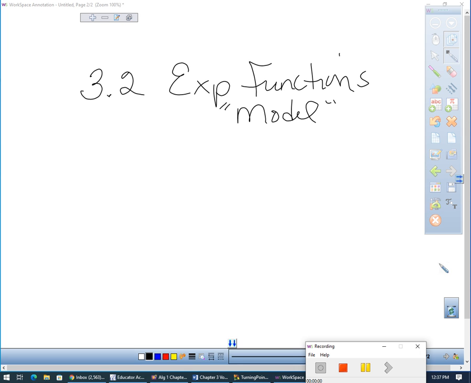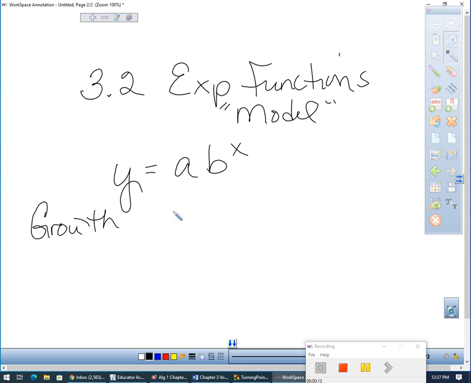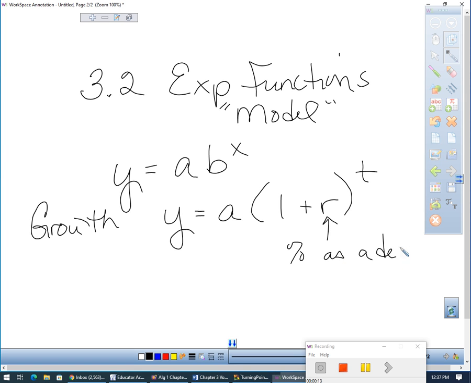All right, so talking about exponential functions, this is what we started with yesterday, and we said our exponential function was y equals ab to the x. But if we're going to model it, we have a little bit more to that, right? If it is exponential growth, then we have y equals a times 1 plus r to the t. That should look familiar. Where r is your percentage as a decimal.